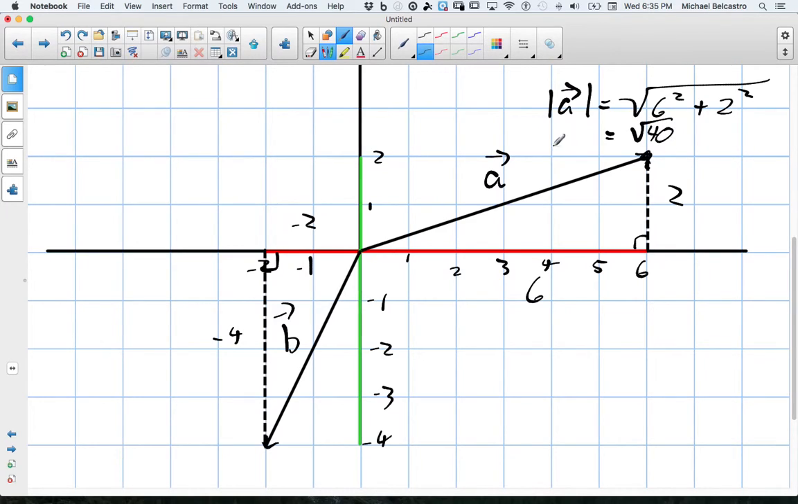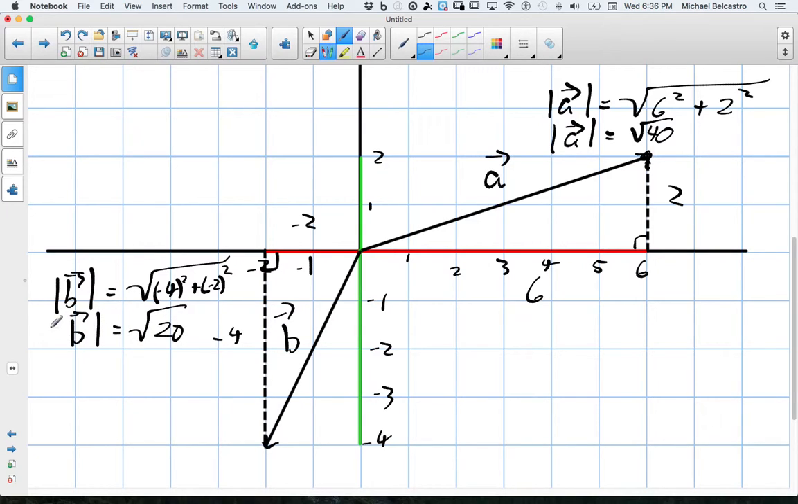Yeah, root 40. So the magnitude of vector A is root 40. The magnitude of vector B is the root of (-4) squared, putting in the proper values, plus (-2) squared. That's going to be 16 plus 4, root 20. So the magnitude of vector B is root 20.